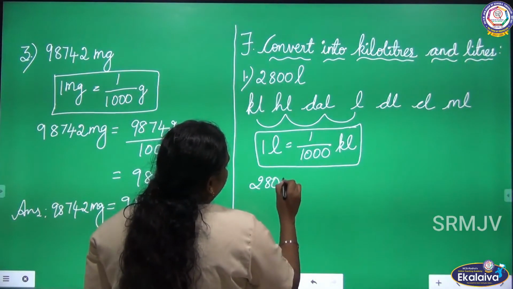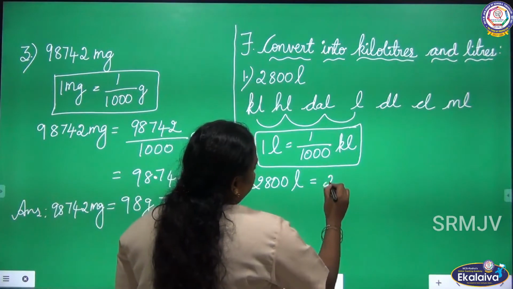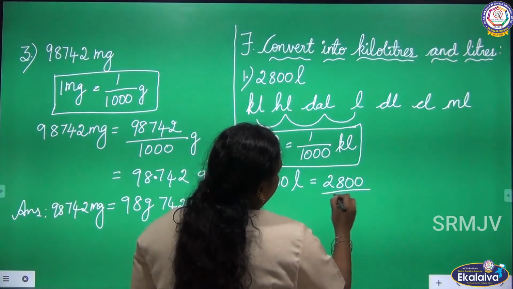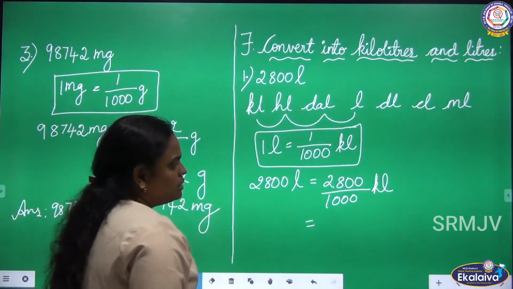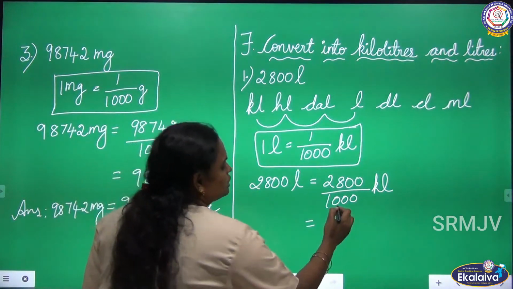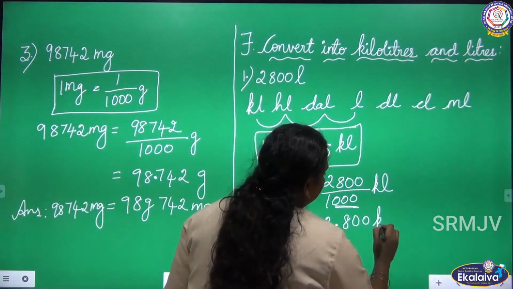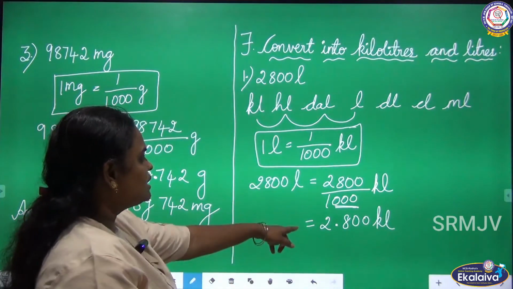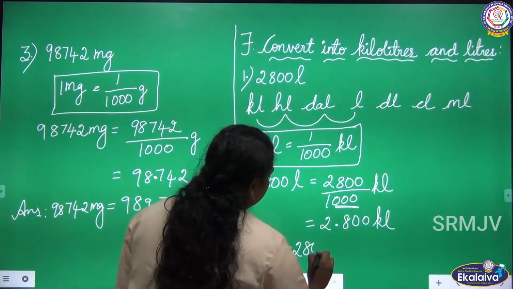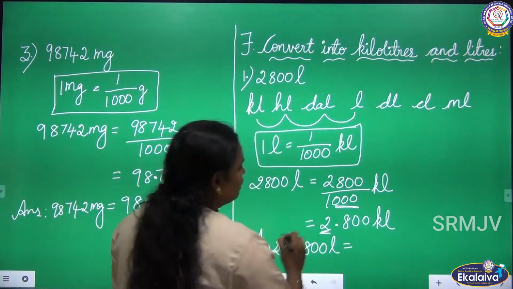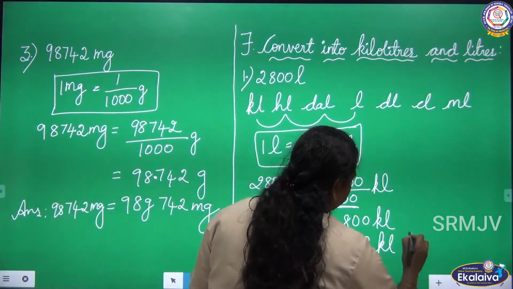So 2800 liter equal to 2800 by 1000 kiloliter. So tell me the decimal places. See, how many decimal places? 3 decimal places. So 2.800 kiloliter. So how many kiloliters, how many liters? 2 kiloliters and then 800. So 2800 liter equal to how many kiloliters? 2 kiloliters, then 800 liters.